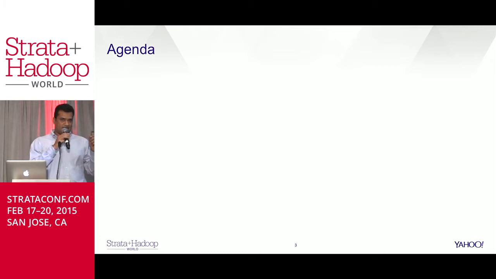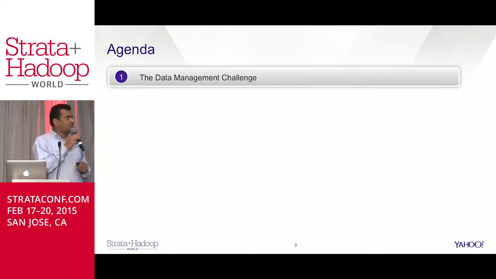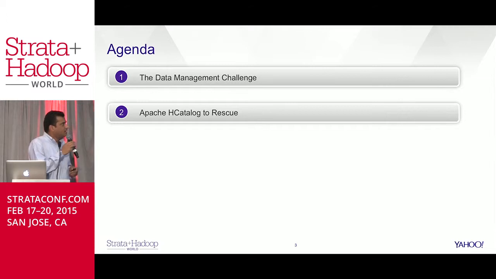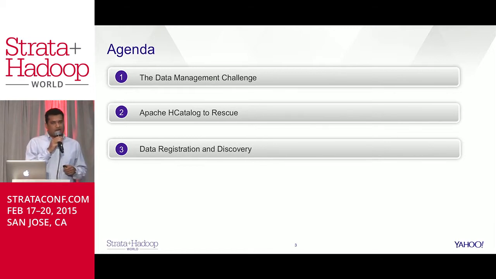So just so you understand how we've structured it, we'll start with the data management challenge that we had at Yahoo, and different companies have different challenges. Maybe you can draw a lot of insight from what we were facing and what you might face and seek a similar solution for it. Then we'll talk about Apache HCatalog in depth, because we based a lot of our solution, the approach that we've taken, off of HCatalog. Then we'll talk about how to get your data into HCatalog. So we call it data registration. You may call it something else.